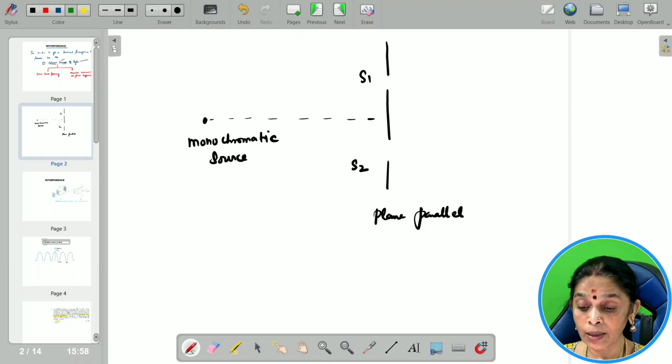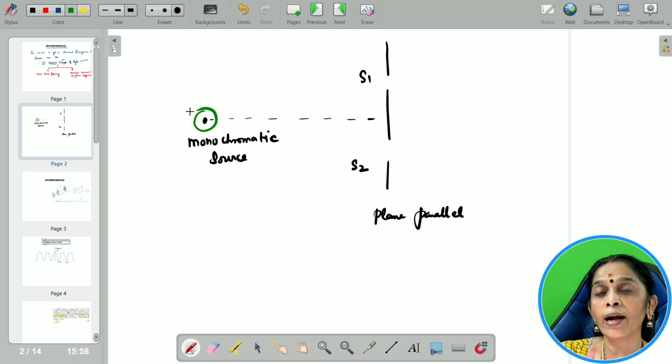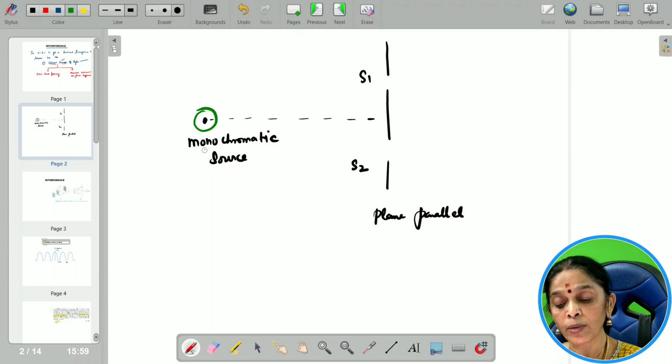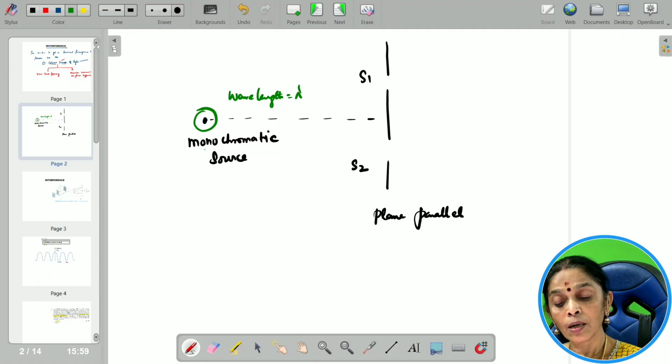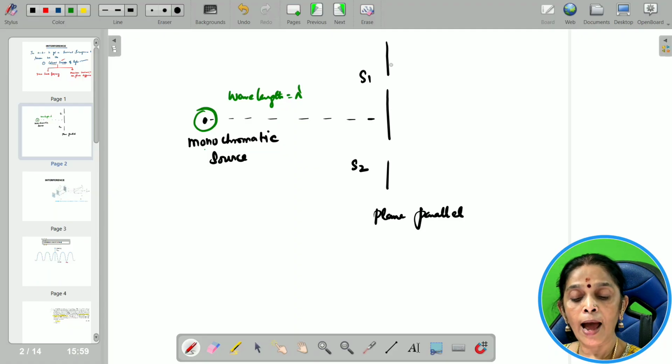Why? Because from the two slits, the light waves emerging out will have the same frequency. How do you say? Because they are emanating from the same monochromatic source. Only one source, that is, a single colored source, single frequency, single wavelength. So let me call this wavelength lambda, or frequency nu. The light waves come from the monochromatic source and then these two slits produce waves.